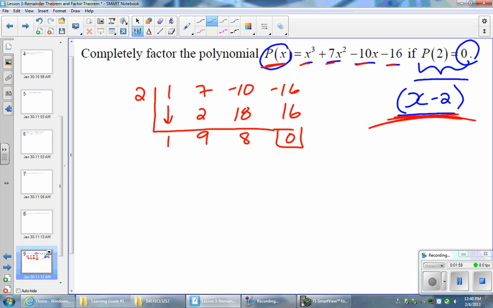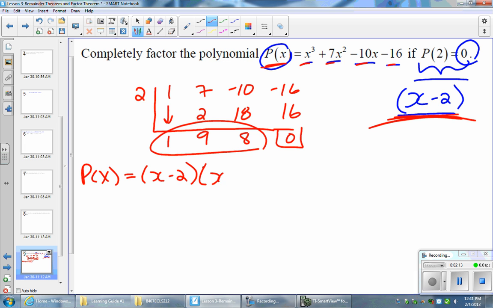But we have produced another factor, and that factor comes from these three numbers. So if I was to write down my factorization so far, I have p of x is equal to x minus 2 times x to the power of 2 plus 9x plus 8. So once again, this factor came from the bottom row of your synthetic division.